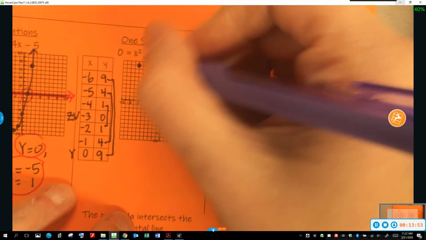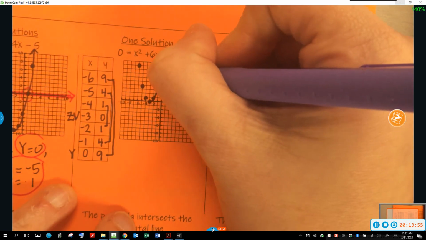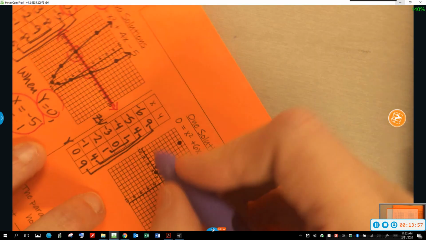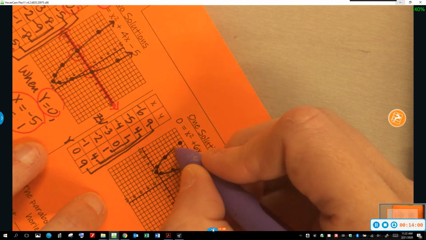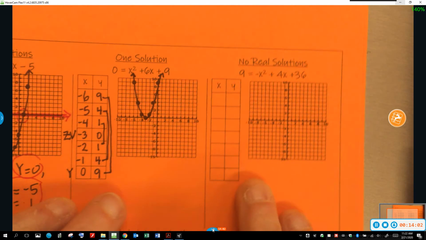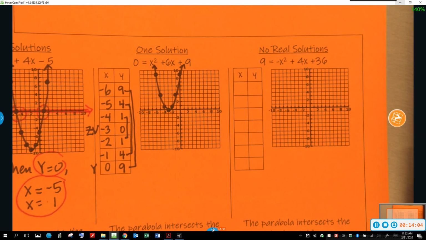And again, remember when you connect those points up, draw an arrow. Okay, y'all, that's a pretty good looking parabola right there. I'm not mad. I'm not mad about that.